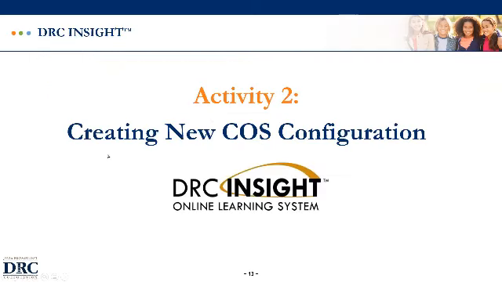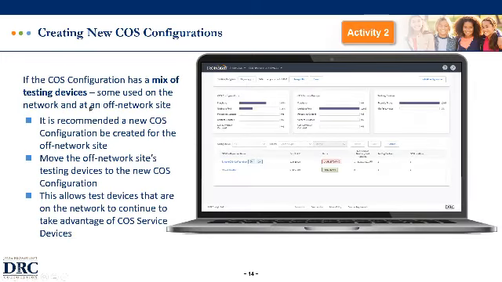If you have a mixed environment where you have some testing devices that are going to be in a traditional setting and some at an alternate site off network, we're going to want to create another configuration. And why we want to do that is you want those testing devices that are still on your network to still be able to leverage a COS service device. It's going to give students a much better student experience.